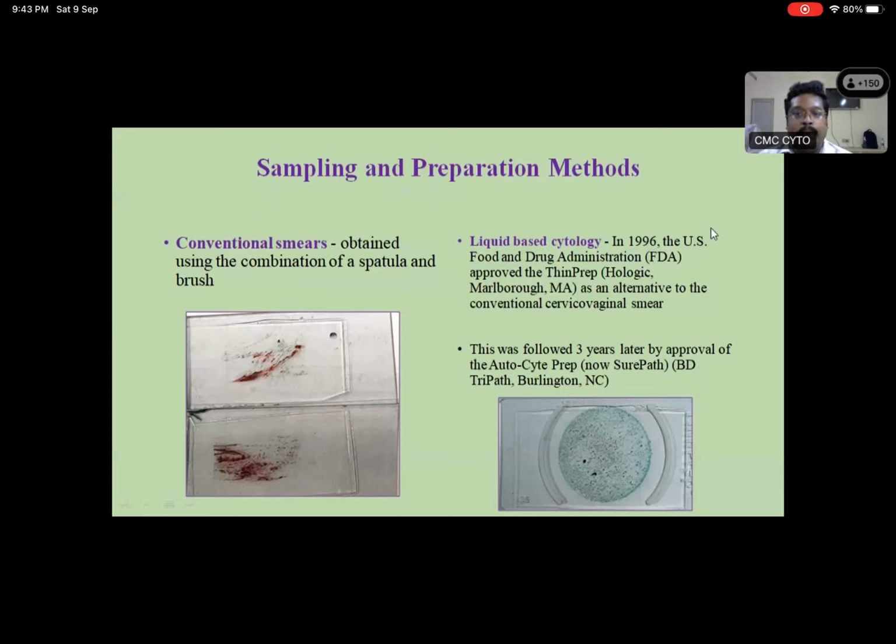Whereas liquid-based cytology, which was introduced in 1996, was initially by this company, ThinPrep, and it was followed by the other company, SurePath. We'll see the differences later. So this is how a liquid-based cytology slide looks. You have a circle of cells which are deposited onto a glass slide. Okay.